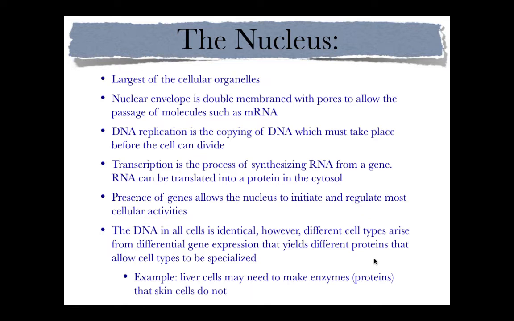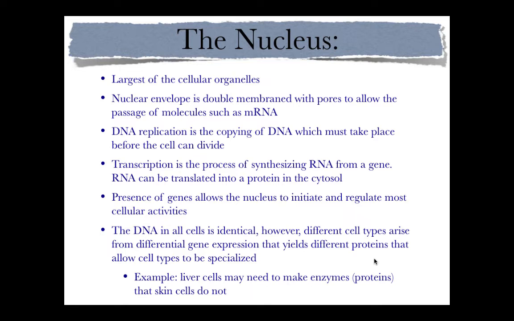Okay. The nucleus, largest of the cellular organelles. Nuclear envelope is double membraned. In other words, there's two membranes around the nucleus. It has pores or openings to allow passage of molecules. And that's a fantastic area of research. That's called protein trafficking. And the cell can basically let proteins through they're supposed to go through, and it can let proteins out. So it's kind of bidirectional, regulated transport through those pores.